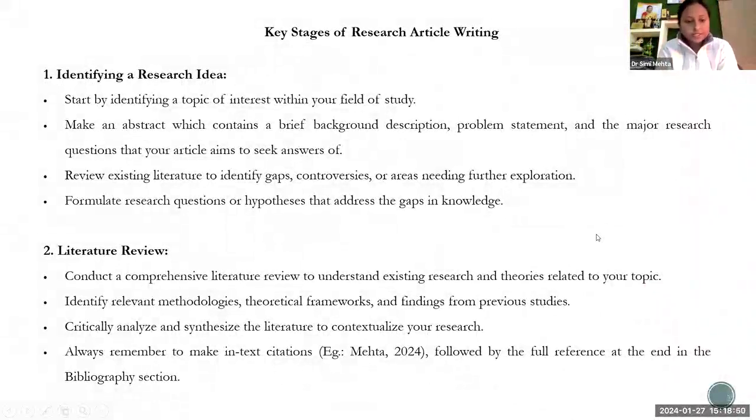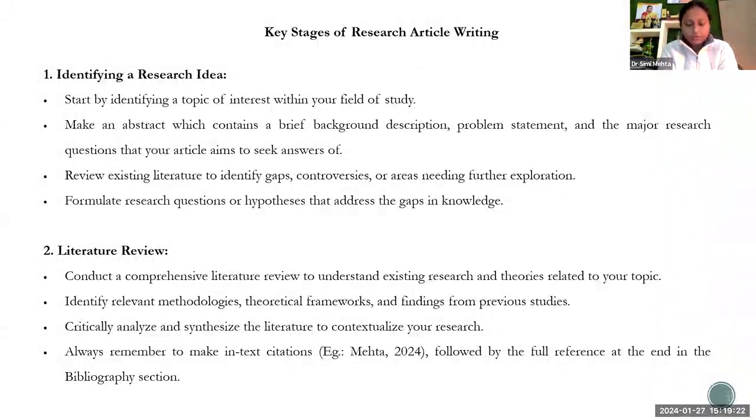So the first step is to identify a research idea. Every article begins with a curiosity about a topic of interest, and you utilize your expertise to present your perspectives to the world. Start by identifying a topic of interest within your field of study and make an abstract which contains a brief background description, a problem statement, and the major research questions that your article aims to seek answers to.